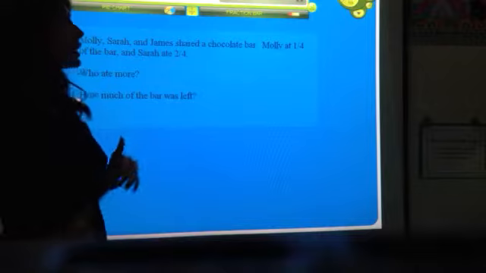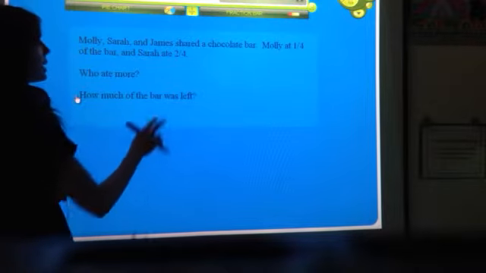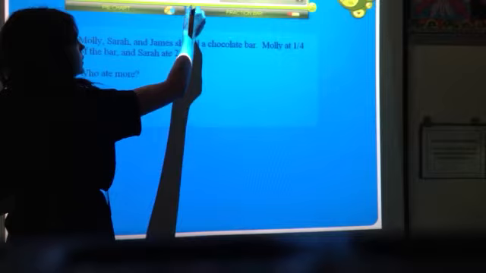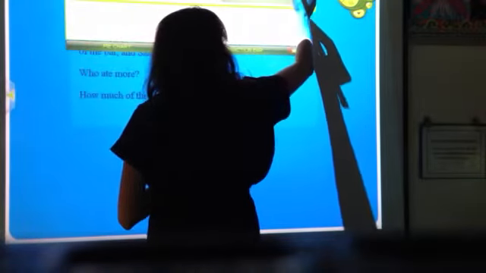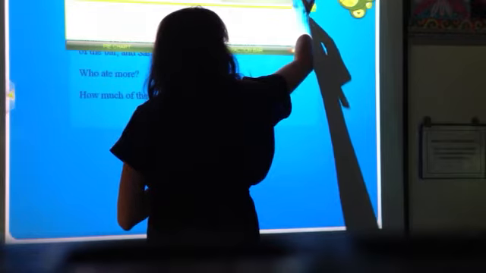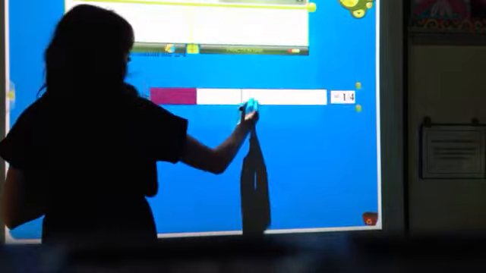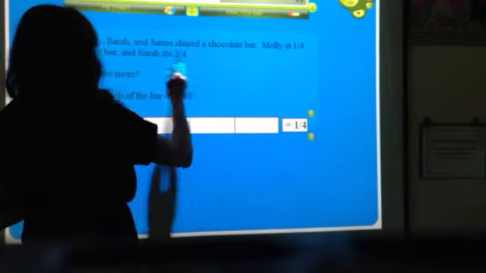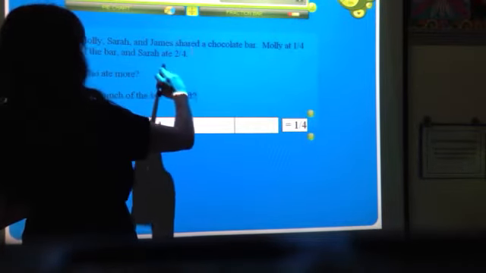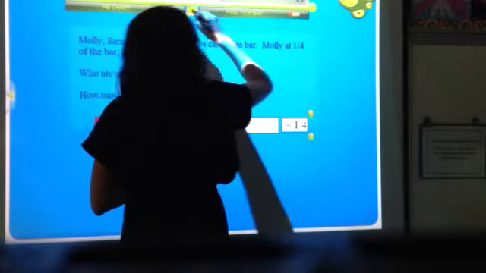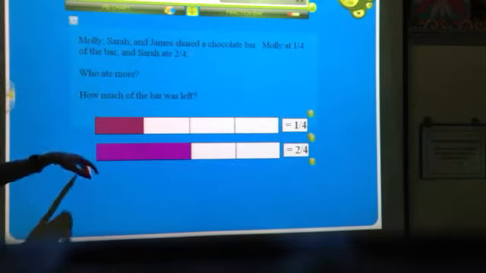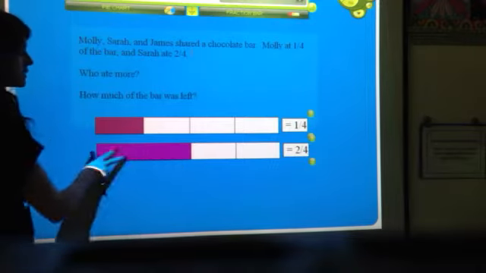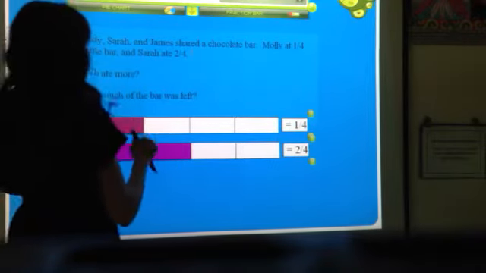So we're going to start by drawing our chocolate bar. We know that Molly ate 1/4 of the bar. So I'm going to create a fraction bar to represent my chocolate bar. So here is Molly's portion, and I know that Sarah ate 2/4 of the bar. So this is Sarah's bar, and I can compare my fraction bars to see who ate more. And looking at these fractions, I know that Sarah ate more, that 2/4 is more than 1/4. So I can say Sarah ate more.